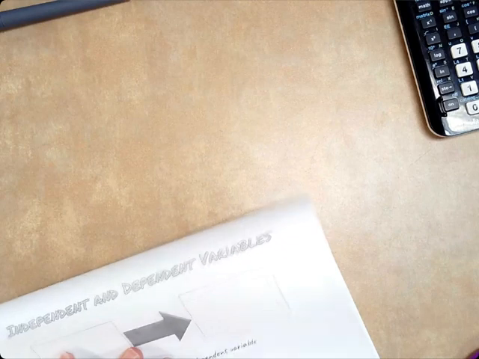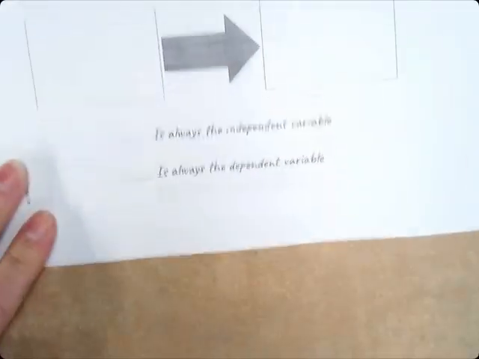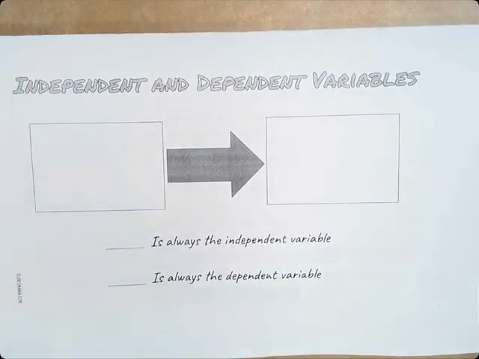And we are moving on to our next topic, which is independent and dependent variables. So fold this in half so that this is the front of the foldable. Write your name on it.